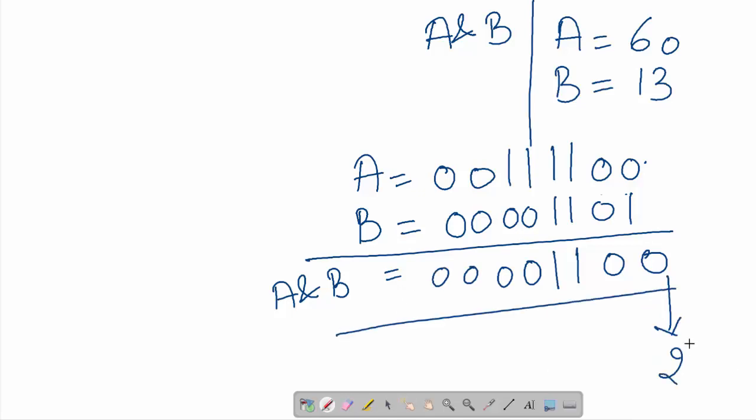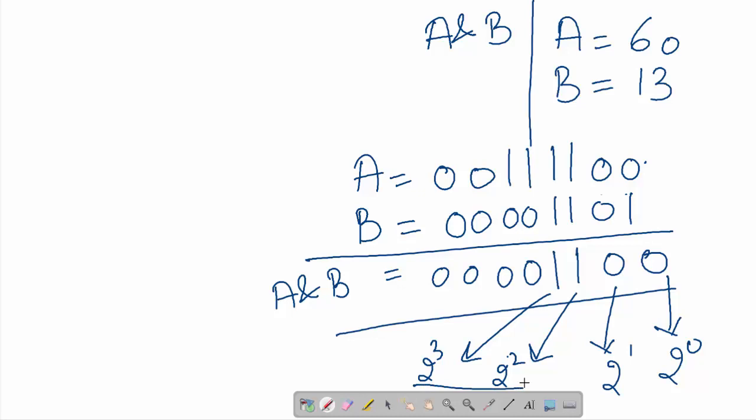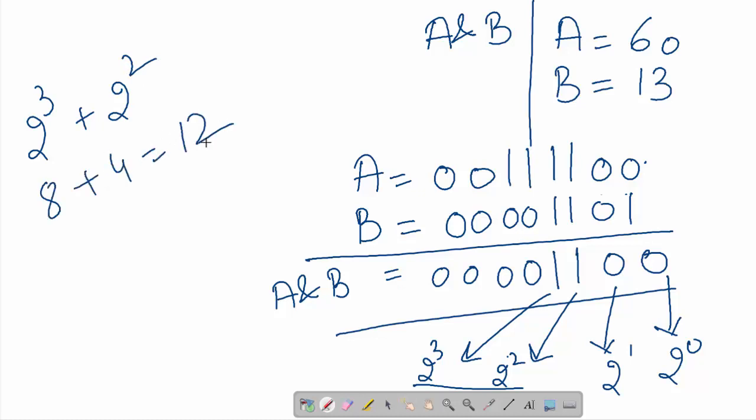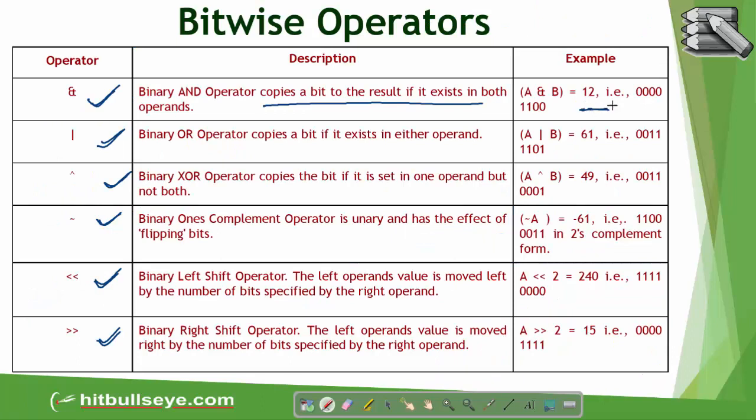So it has 2 raised to power 2 in the binary form, 1, 2 and 3. So we are using only the true values, that is 2 raised to power 3 and 2 raised to power 2. 8 plus 4 becomes 12. So the answer of A and B is 12. Similarly, with the OR operator the value becomes 61, with the XOR operator the value becomes 49, and with the binary one's complement operator the value becomes minus 61, right?